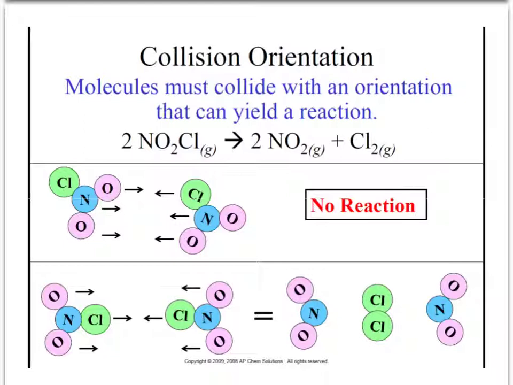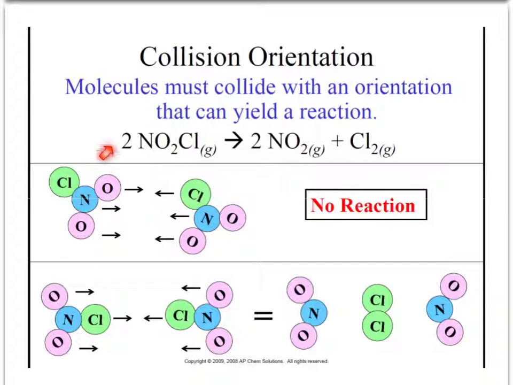If you take a look at this little setup right here, it shows NO2Cl reacting with itself. So we have two of them bumping into each other, and that's going to form nitrogen dioxide and Cl2. If they bump into each other as shown in this diagram, where the oxygen bumps into the Cl and the O bumps into the O, that's not going to form a reaction, because if we look at our products, we need to form a Cl2, which means this chlorine needs to come in contact with this chlorine. So bumping in this orientation is not going to form a reaction.